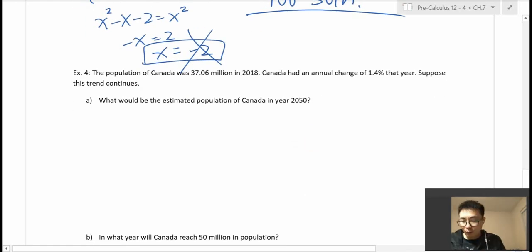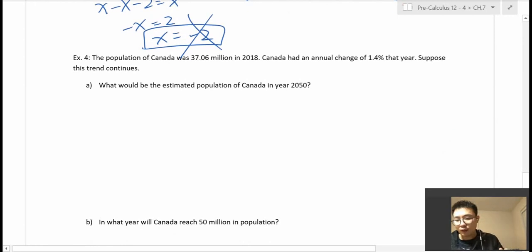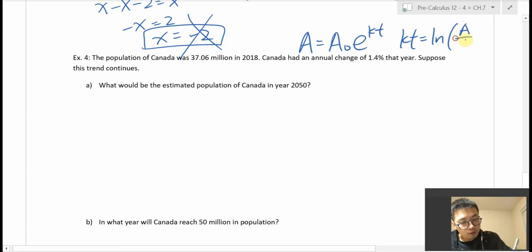All right, example number 4. This is something different. Now e is continuous time frame. Population growth is also continuous time frame. So we're going to use natural log here. So that means we're going to use this formula: A equals A0 e to the power of kt, and that kt is equal to ln of A divided by A naught.